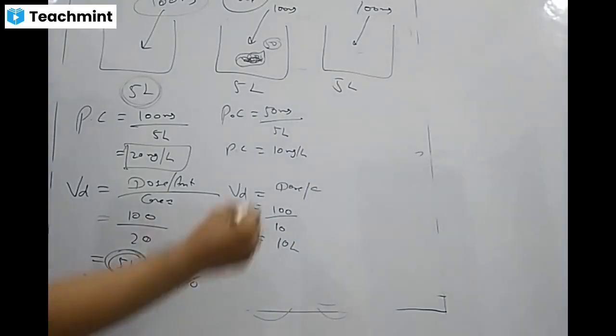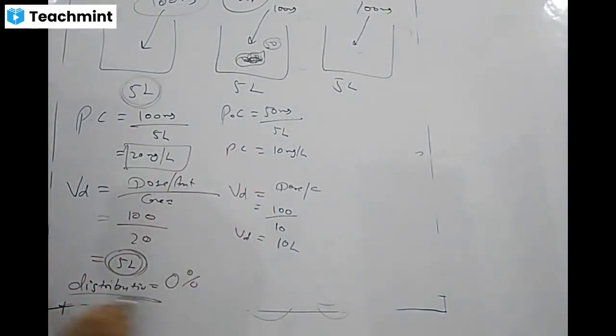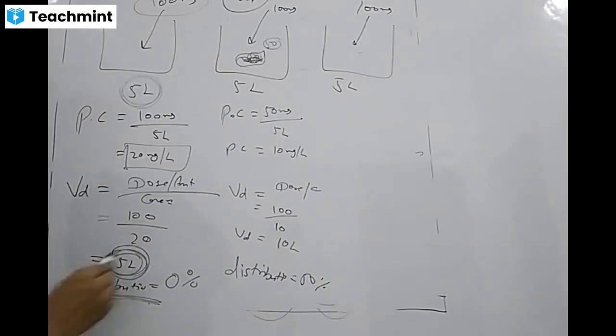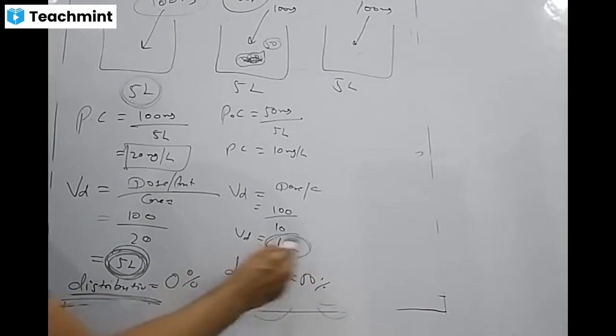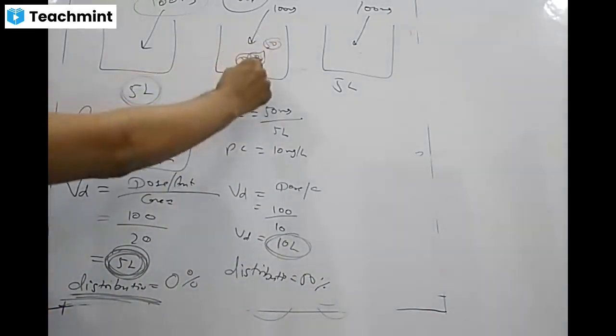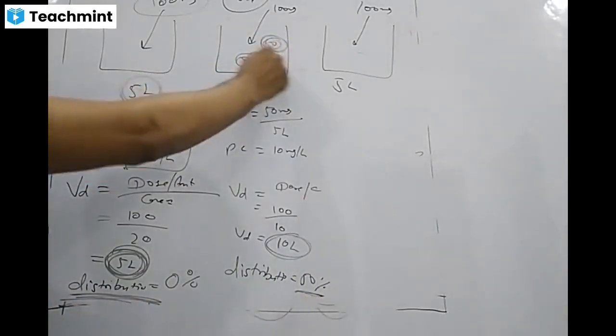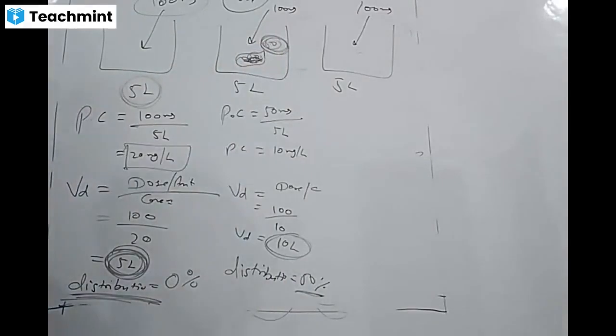So look at this concept. Distribution was 0%, but in this case, distribution is 50%. VD was 5 liters, here VD is 10 liters. Earlier distribution was 0%, here the drug distributed 50%. Only 50% is in the blood.